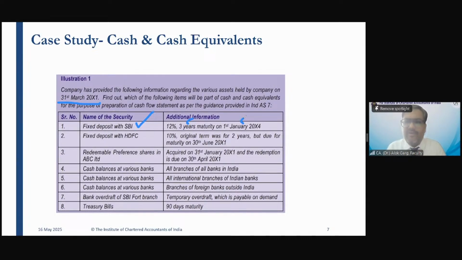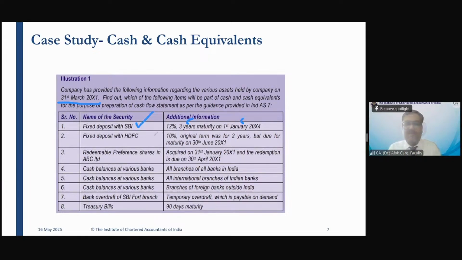Is it highly liquid? No, sir. It is for the long term. The fixed deposit must have an original maturity of 3 months from the date of deposit. So this is not short term. Forget about cash equivalent. This is not even a current asset. This is a non-current asset.